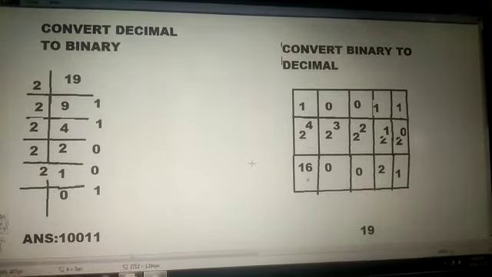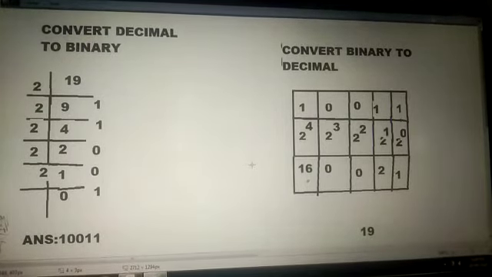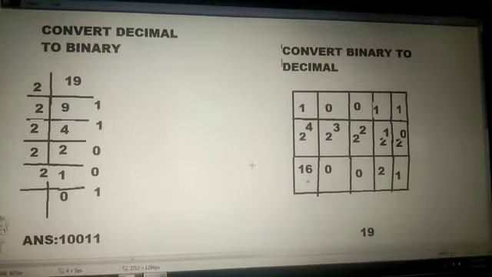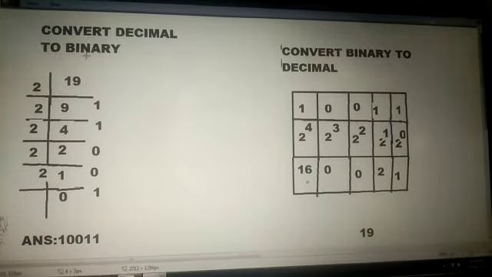But I've got so many phone calls regarding some doubts. So I have taken this topic once again. Here I have taken a very simple number, that is 19. I will teach you how to convert decimal to binary. So what is the procedure I have to follow?